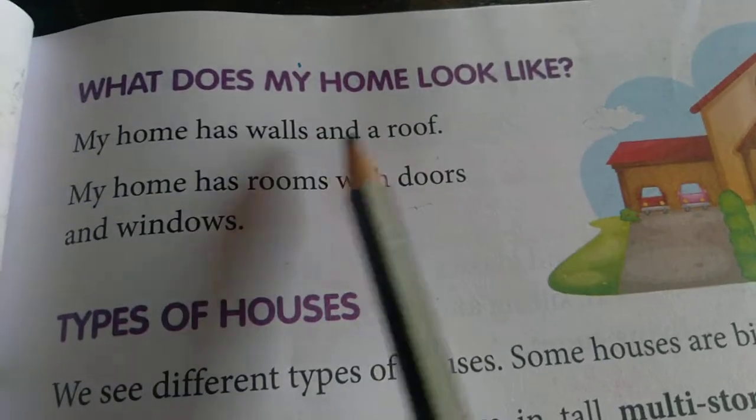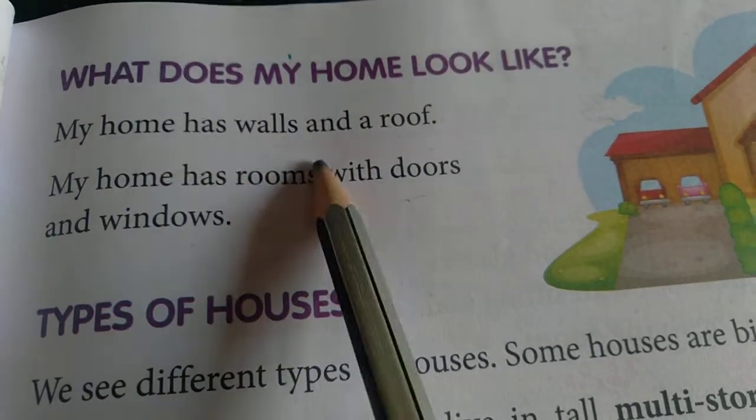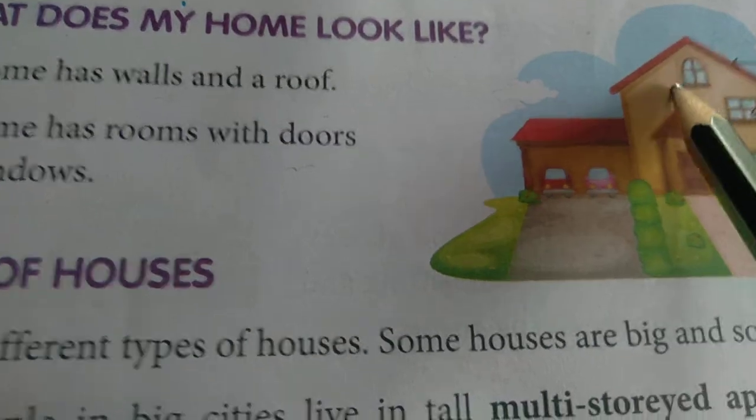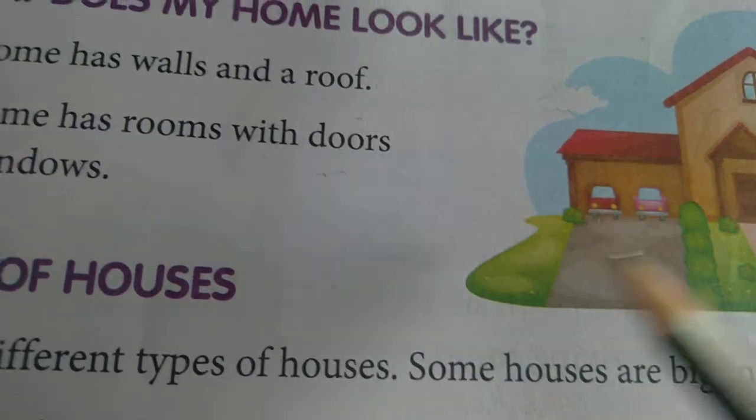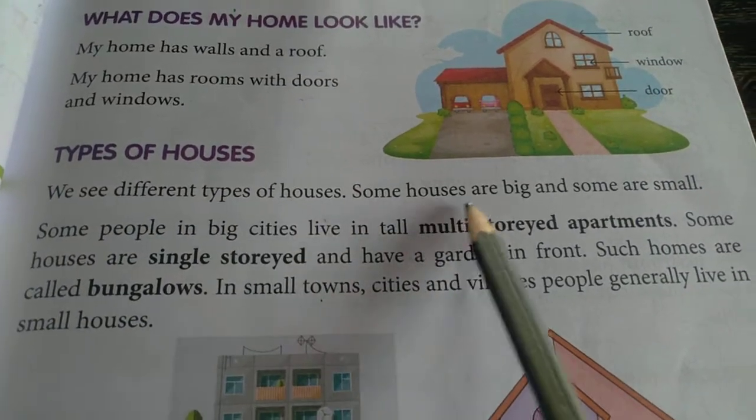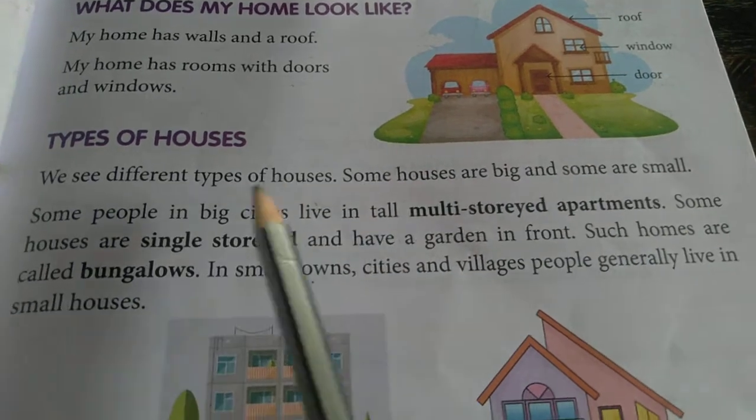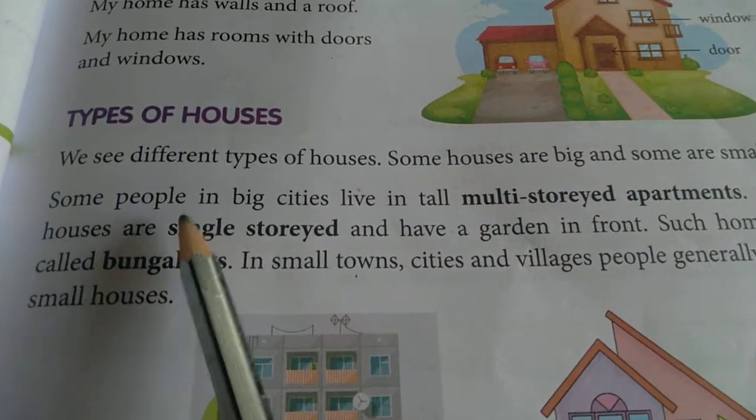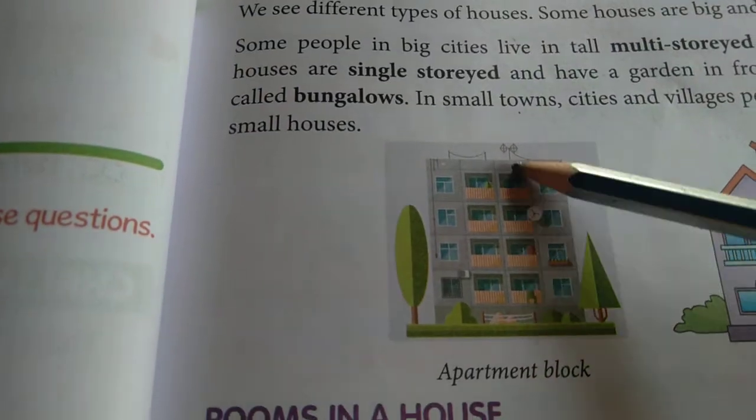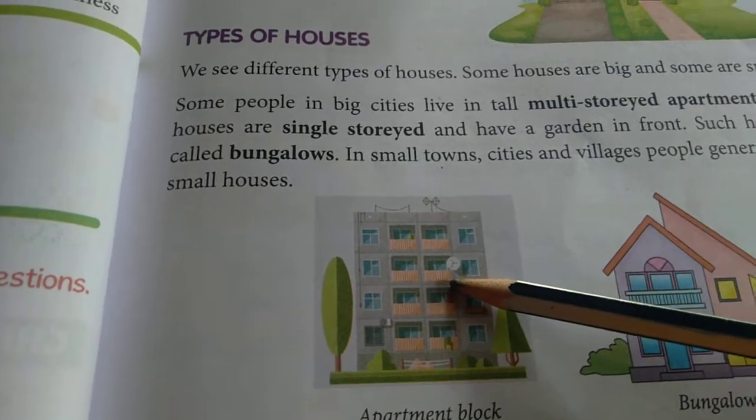So what does my home look like? My home has walls and a roof. My home has rooms with doors and windows, and these are the walls. Then, types of houses. What are the different types of houses? We see different types of houses. Some houses are big and some are small. Some people in big cities live in tall multi-story apartments. See, this is a tall multi-story apartment. You will find this mostly in the cities, right?